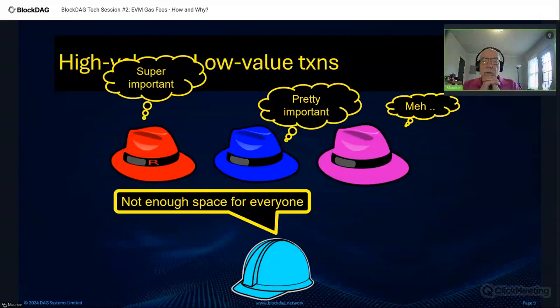And the red client here has a super important transaction. An IPO has just taken place and they desperately want to buy this new stock before the price goes up. The blue client, perhaps they're paying overdue rent. So they think it's pretty important for their transaction to show up. It's not really important that if it's a few minutes late, nobody cares. And the pink client maybe is paying for a magazine subscription and doesn't really care if it's delivered slowly.